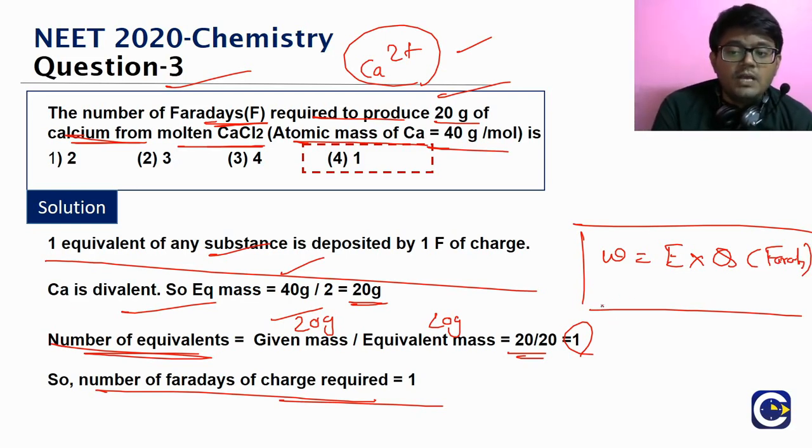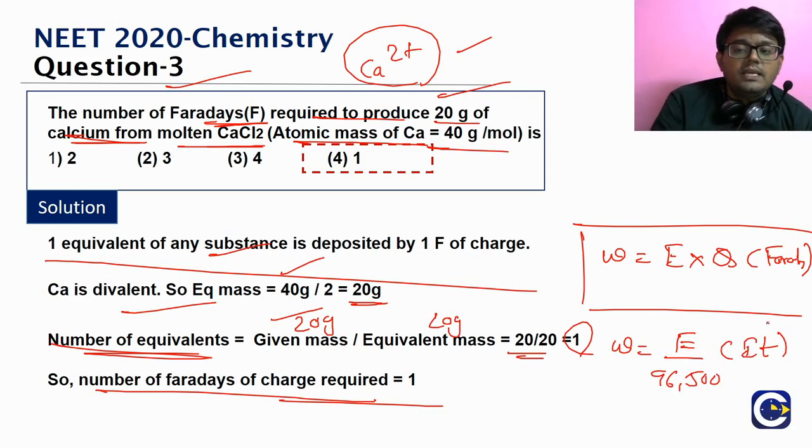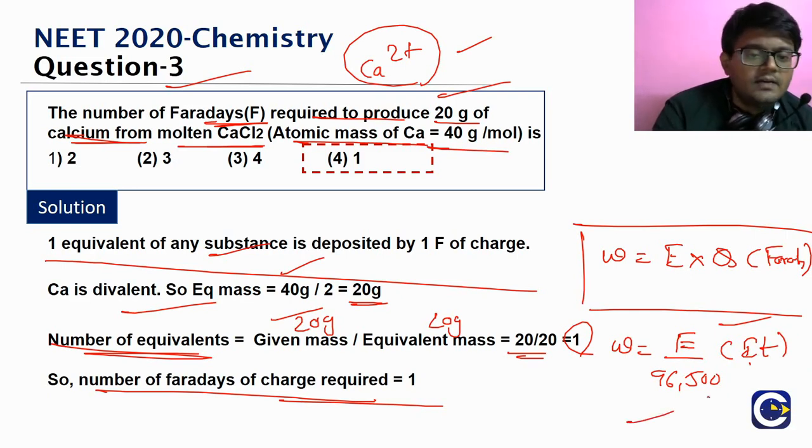We have another formula that will consider the charge in coulombs. What is the formula? E by 96,500 into I into T. Here we'll consider the current to be in amperes and time to be in seconds, so the charge will be coming in coulombs. This is the other version of the same formula.